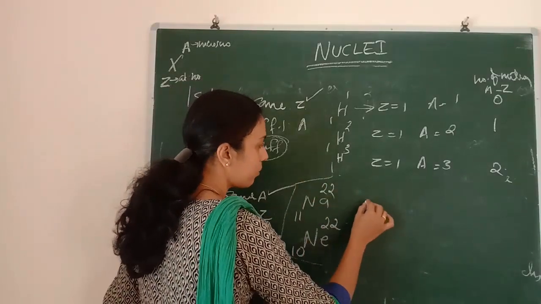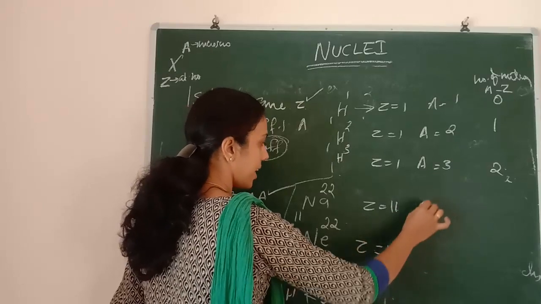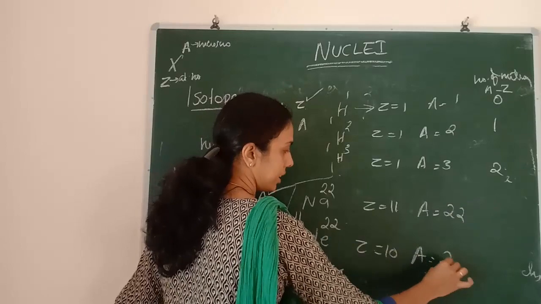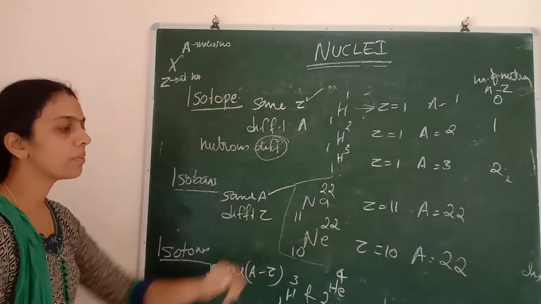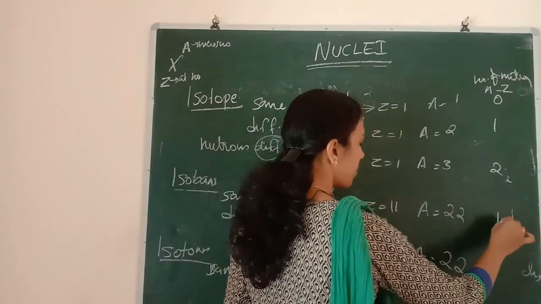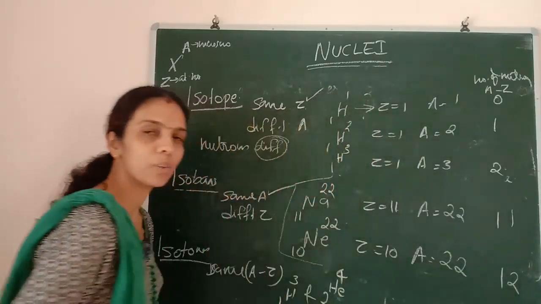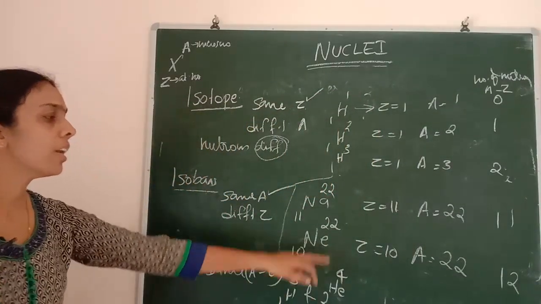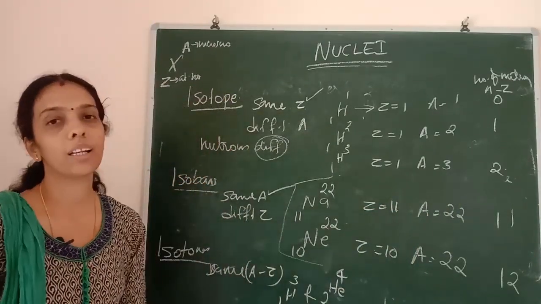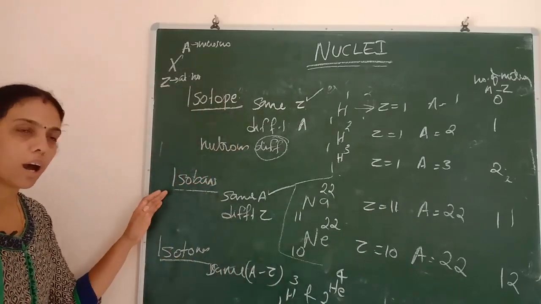So tell me, what is Z? Here Z is 11 and here Z is 10. And A is 22, here also A is 22. While calculating the number of neutrons, we will get 11 here and 12 here. So it consists of different numbers of protons and different numbers of neutrons, but the sum remains the same. That is isobars.